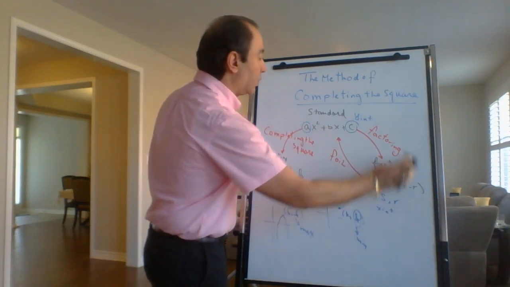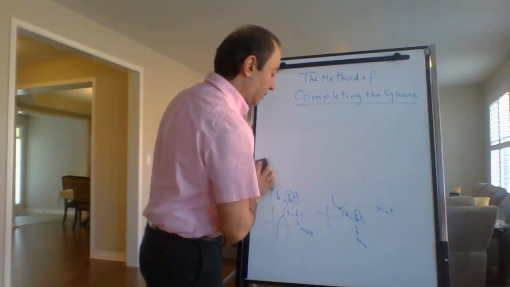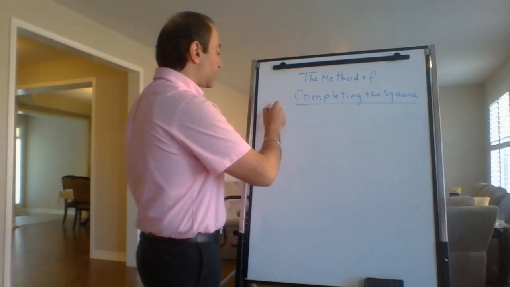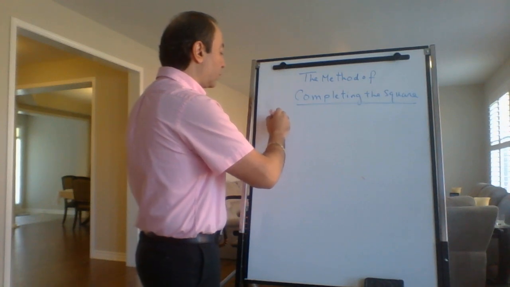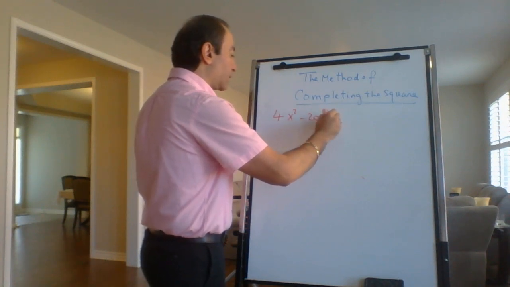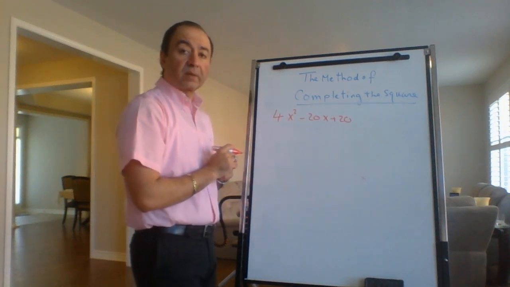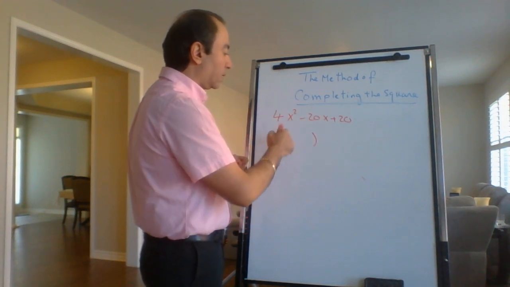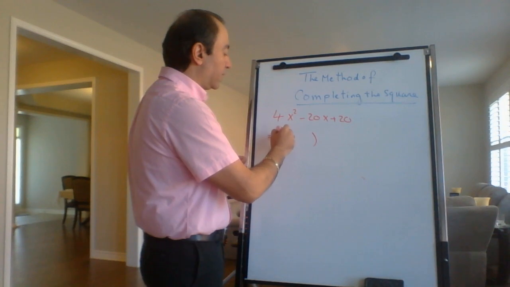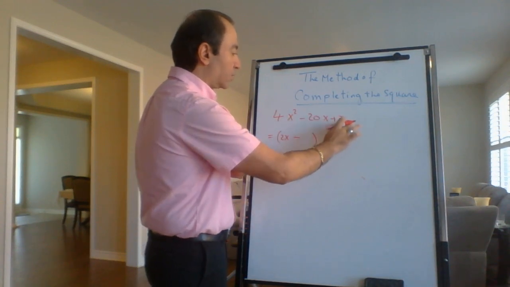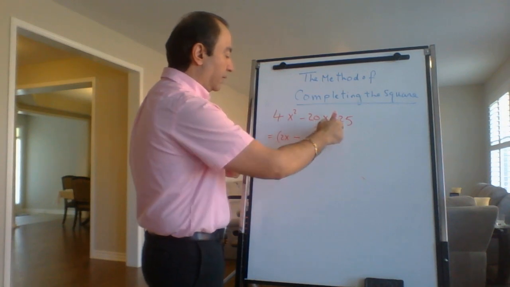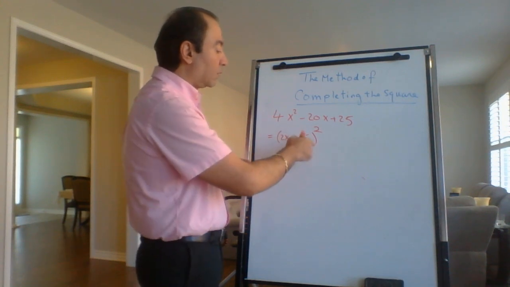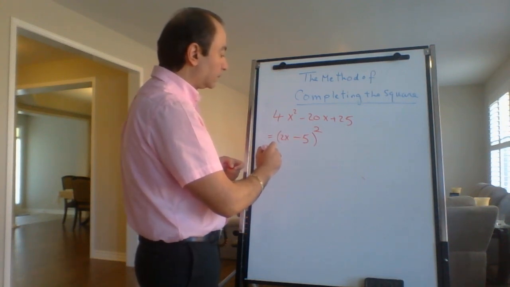Now, what is that method? What is the method of completing the square? If we have this quadratic in standard form, 4x squared minus 20x plus 25, this is a perfect square, right? And we know that we can factor this to be 2x, sign of the middle, oh sorry, this is 25, and the square root of that is 5.